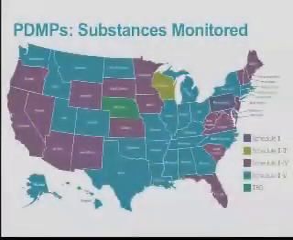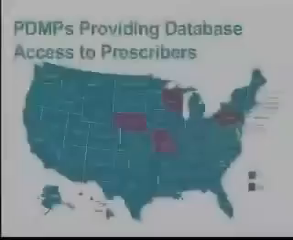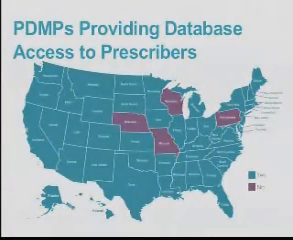The substances monitored, you notice that Pennsylvania only does Schedule 2s. We do 2 through 5s. There are other states that do 2 through 4s. They don't mess with 5s. But Alabama monitors all controlled substances 2 through 5, including Soma, because we were the first state to control Soma. And so we started monitoring that quite some time ago. These are the states providing access to prescribers. Note, Missouri doesn't provide the access because they don't have one at all.